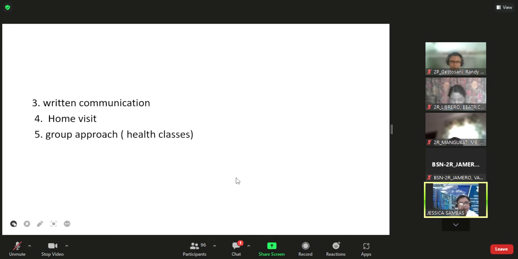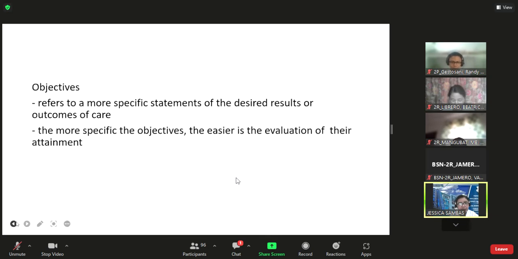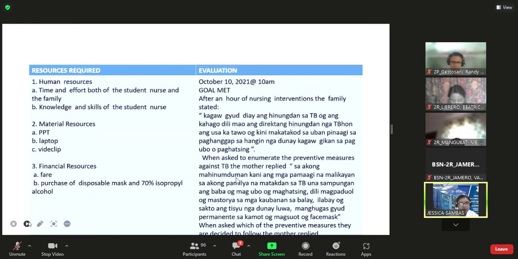Okay, let's go back and complete what we did earlier. I already mentioned the interventions. The method of nurse-family contact is home visit. Okay? So, these are the different resources required for the implementation of this particular set of interventions. Human resources: time and effort, of both the student nurse and the family, and the knowledge and skills of the student nurse. Those are human resources. Material resources.